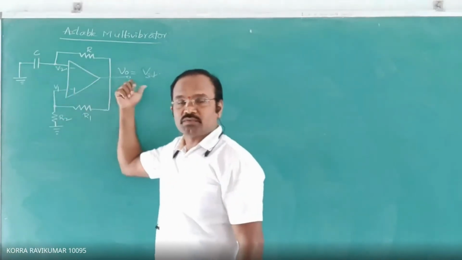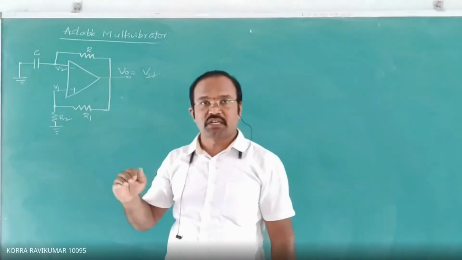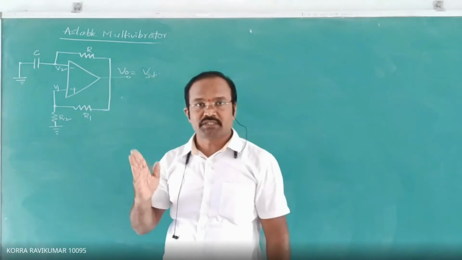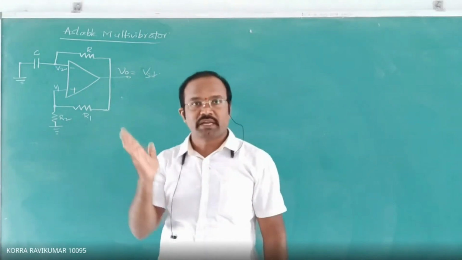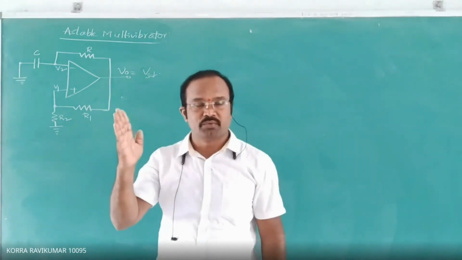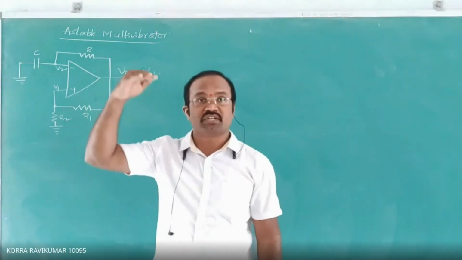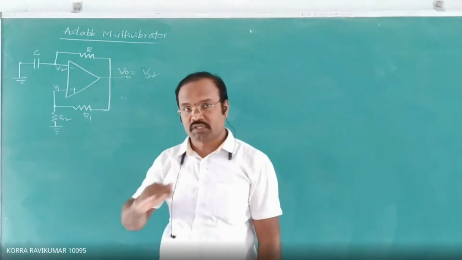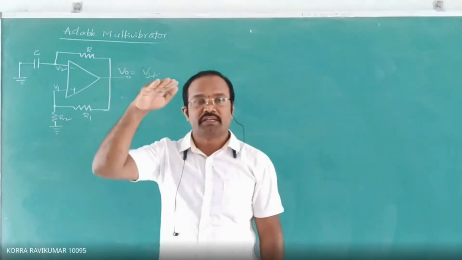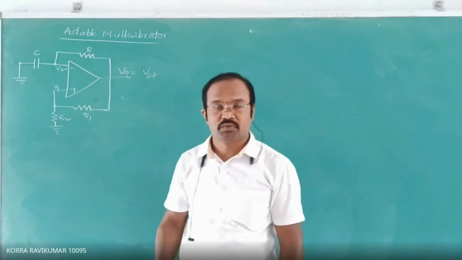Because of this voltage, the capacitor starts charging from 10% of its minimum value to 90% of its maximum value. If its maximum value is 10 volts, then it can charge up to 9 volts.